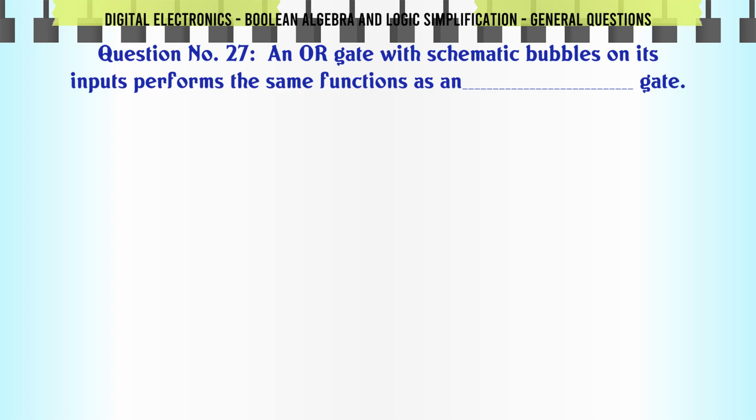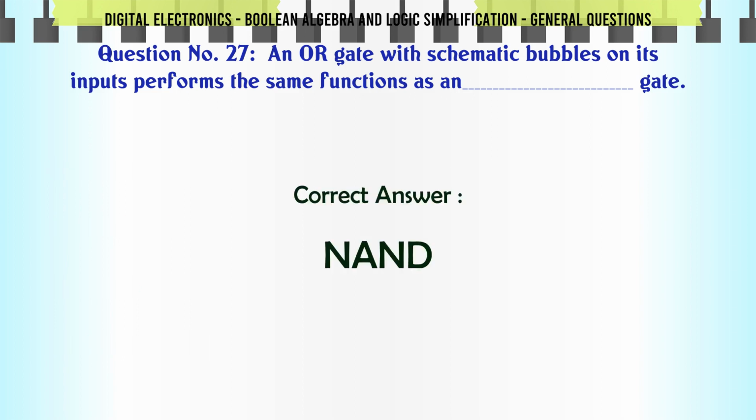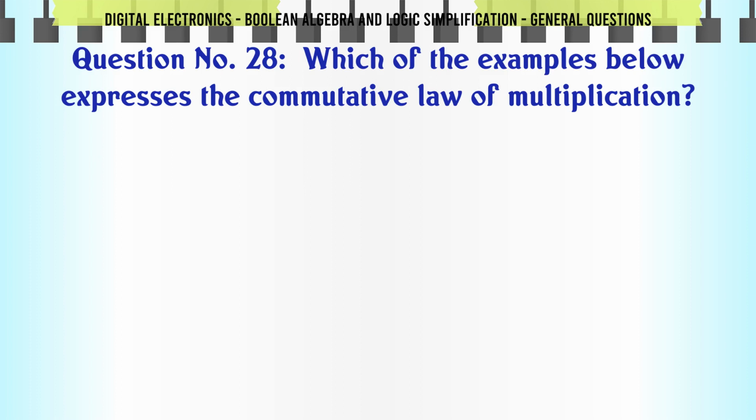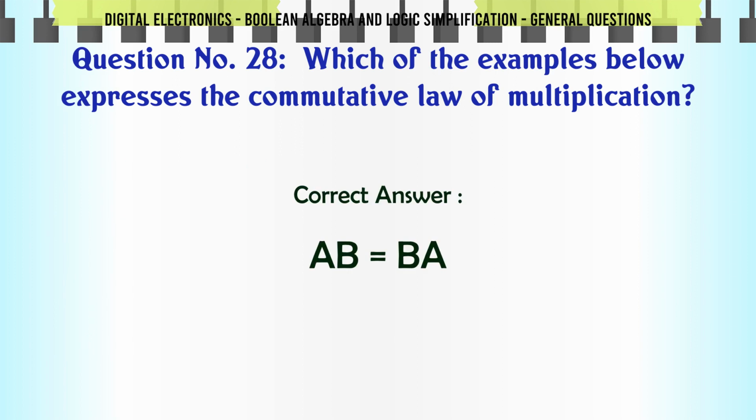An OR gate with schematic bubbles on its inputs performs the same function as an what gate? A, NOR, B, OR, C, NOT, D, NAND. The correct answer is NAND. Which of the examples below expresses the commutative law of multiplication? A, A + B = B + A, B, AB = BA, C, A(BC) = (AB)C, D, A + B = A · B. The correct answer is AB = BA.